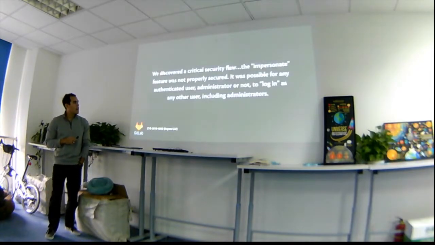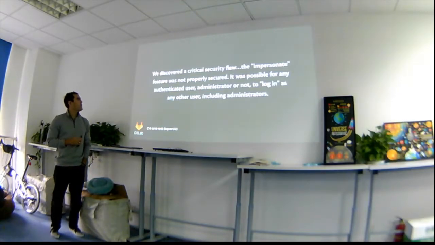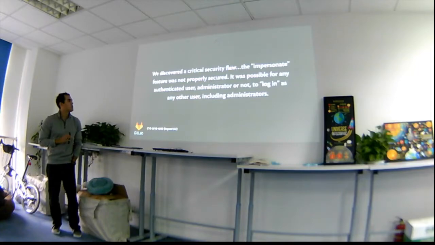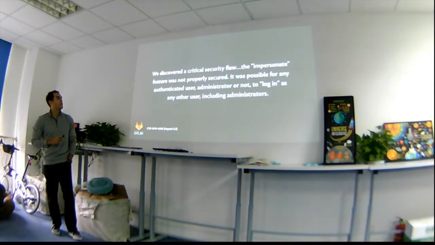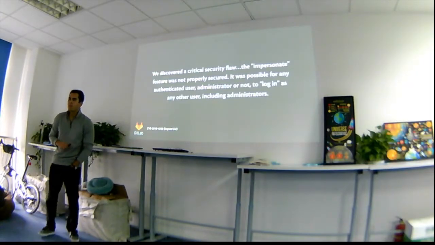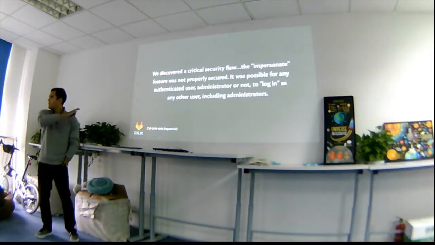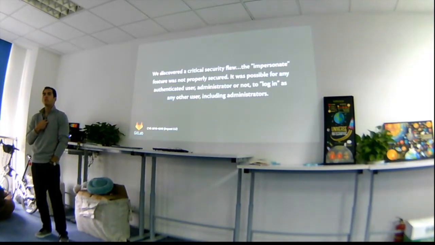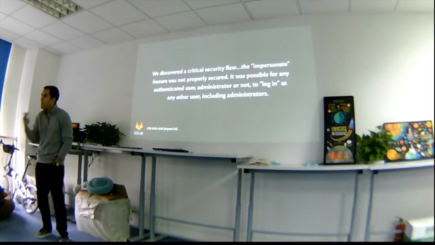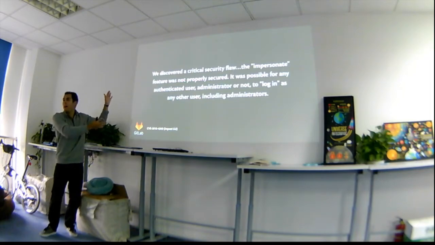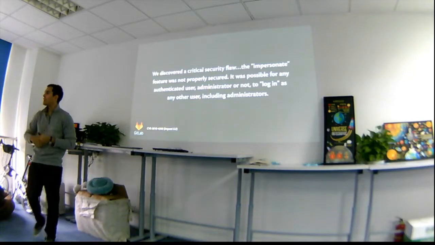This is what they said in their blog. We discovered a critical security flaw. The impersonate feature was not properly secured. It was possible for any authenticated user, administrator or not, to log in as any other user, including administrators. This is actually maybe a little bit worse than the other stuff, because what this is saying is that I can just ask GitHub to be you. Now imagine if GitHub had this vulnerability, that means I can just take over any project, right? I can take over private repositories.